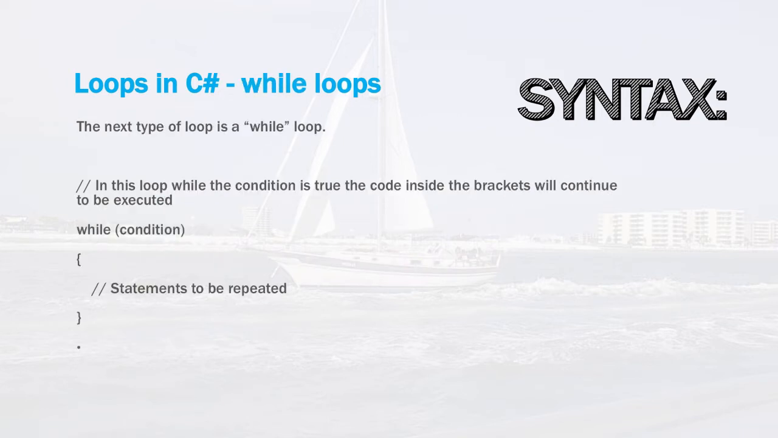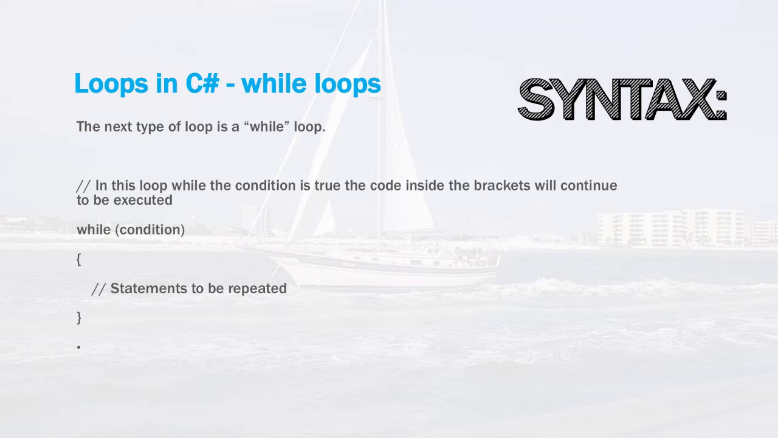The next type of loop we'll look at in C# is the while loop. The example written on this page, you can see after the comment the while and the condition in the parentheses. The condition needs to be true, and while that condition is true, the statements that are in the brackets will be repeated until that condition is false.